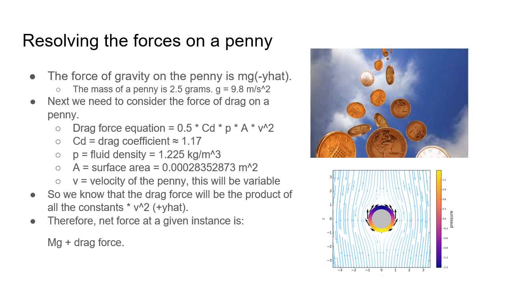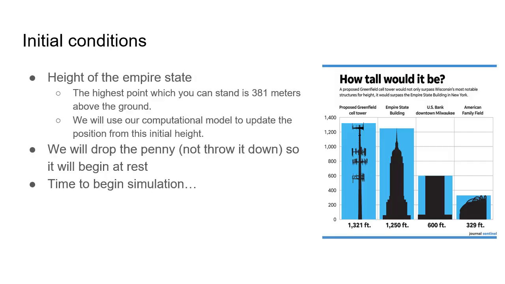And then next we're going to need to consider the force of drag on the penny. It's basically just all these constants multiplied together. But the important part is that the drag force is a function of the velocity, right? Because the velocity is going to be changing as the penny is falling and speeding up. So the force is going to be the product of all the constants times the velocity squared. And obviously that's going to be in the positive y-hat direction, as it will be opposing the motion of the penny. So the net force is going to be mg in the negative y-hat direction plus the drag force.